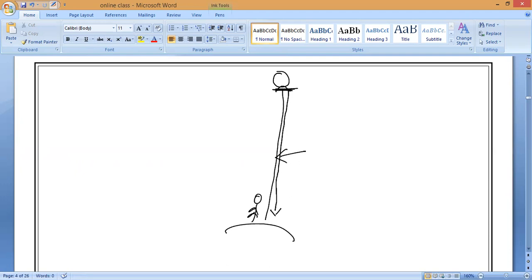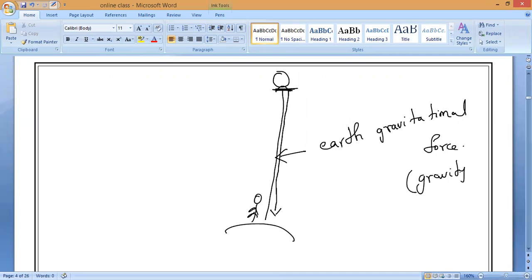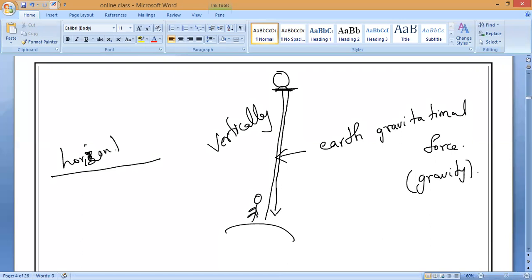Why is it happening? Because of Earth's gravitational force. That is what we call gravity. So if anybody throws something upwards, how is it thrown? Vertically. This is called vertical, and this is called horizontal.